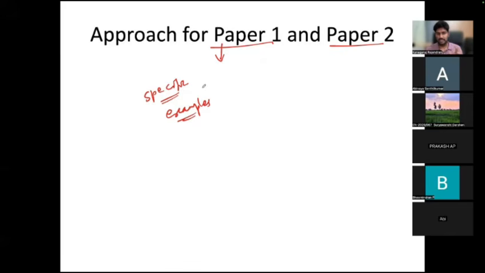Actually, agriculture is a science paper and an applied science. It's not a pure science. So for the applied science, the main thing is we have to use proper examples, because every question is application oriented. Discuss application of remote sensing.